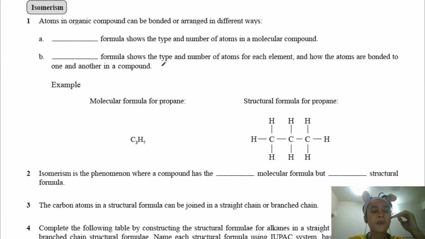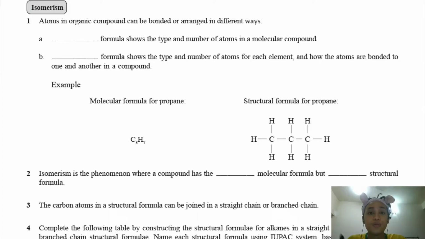Compounds, alright, is isomers or isomerism. Before you start this part, make sure that you already completed the namings of alkane and alkene. Very, very important. You must understand how to name the alkanes and alkenes. If not, if you go into this part, you're going to struggle, alright?